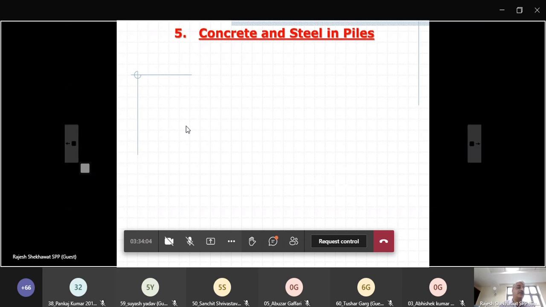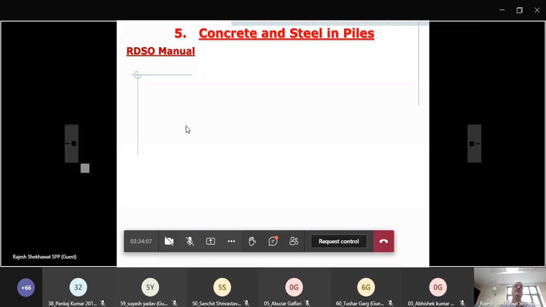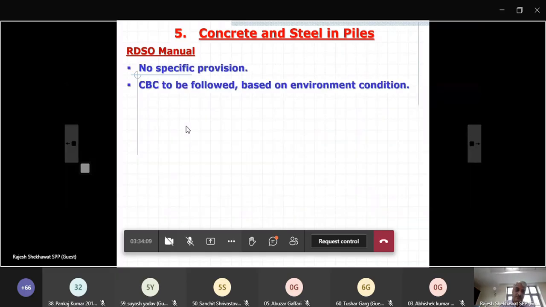Okay, now coming to concrete and steel in piles, the RDSO manual. In fact, for well and pile, there is an RDSO manual which is only 5 pages. I think it may be getting withdrawn anytime. They were telling they are working on that. It is very old, somewhere made in the 70s, 80s. It hardly contains any information, very little information. If you see, it does not give any specific provision about what sort of concrete. And this, as I told you, is a very brief 4 or 5 page document only.